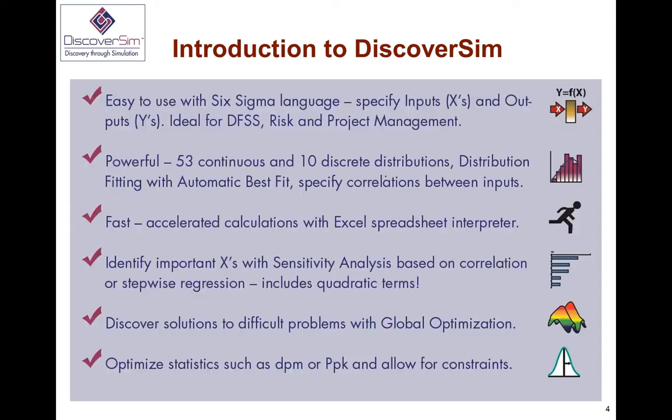Some of the features of DiscoverSim: we do use Six Sigma language, so instead of assumptions, we use the term inputs and outputs. We have 53 continuous distributions, 10 discrete distributions. You can specify correlations between inputs. It's fast. We have an Excel spreadsheet interpreter, so the calculations are actually done outside of Excel and then brought back in. Sensitivity analysis is included so that you can identify your important x's. Global optimization allows you to solve difficult problems and allows you to optimize statistics such as process capability.